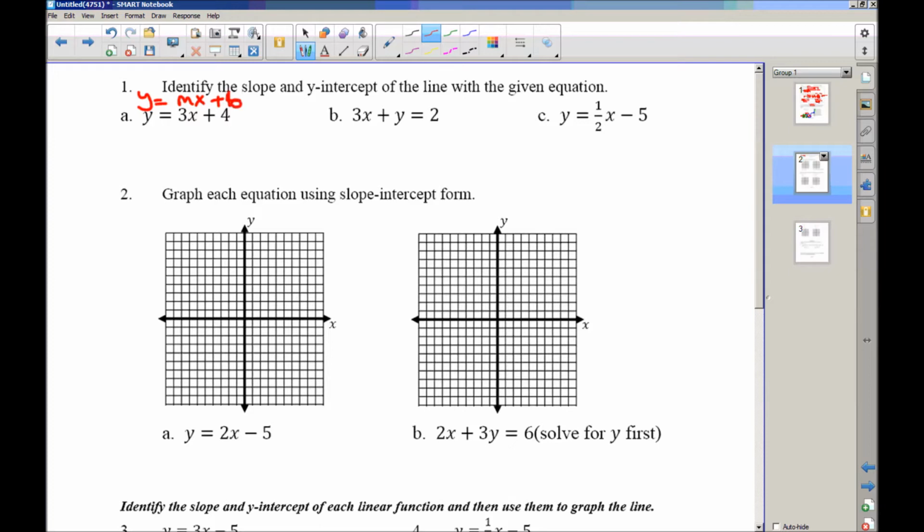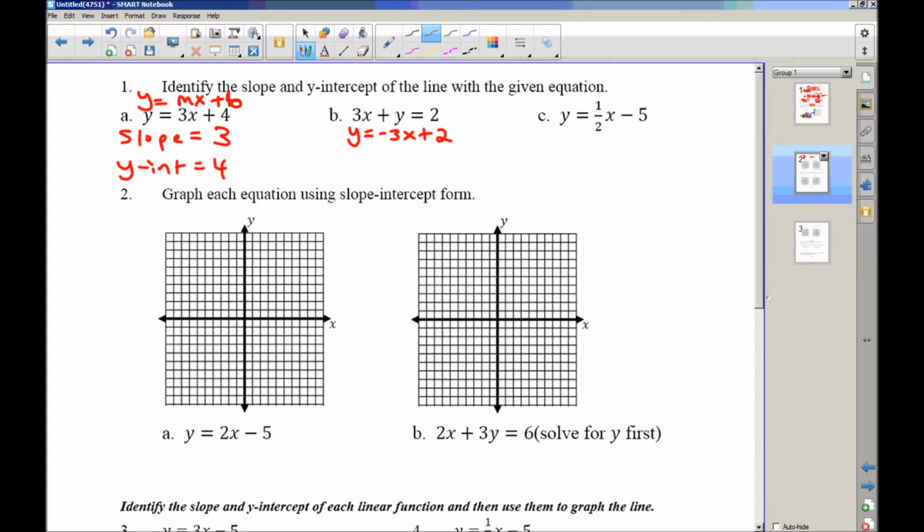So we say, okay, that means our slope is equal to 3, and our y-intercept is equal to 4, because y is already solved for in this problem. So in part B, I'll solve for y first. I'm going to subtract 3x from both sides, so I'll get negative 3x plus 2.